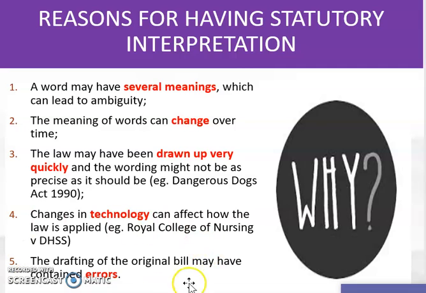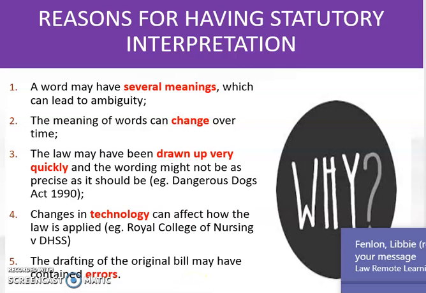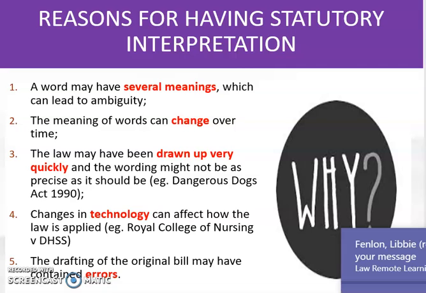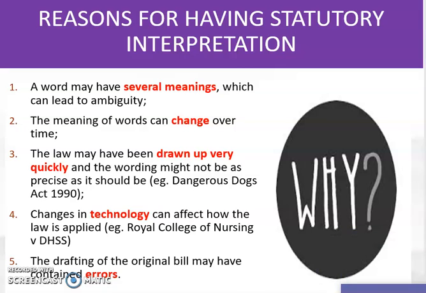We've also got to consider the possibility that the drafting of the original bill may have contained errors, that people are only human and therefore there might be mistakes in the law. And we looked at the Offences Against the Person Act 1861 when we were looking at non-fatal offences. And we did talk about the fact that there might have been a mistake in terms of the sentencing between the Section 47 and the Section 20 offence.